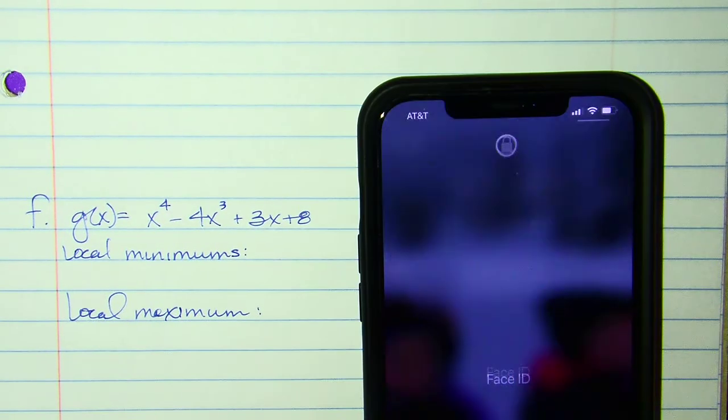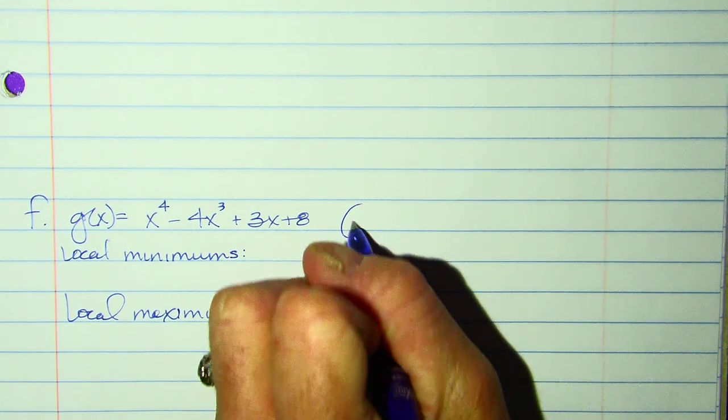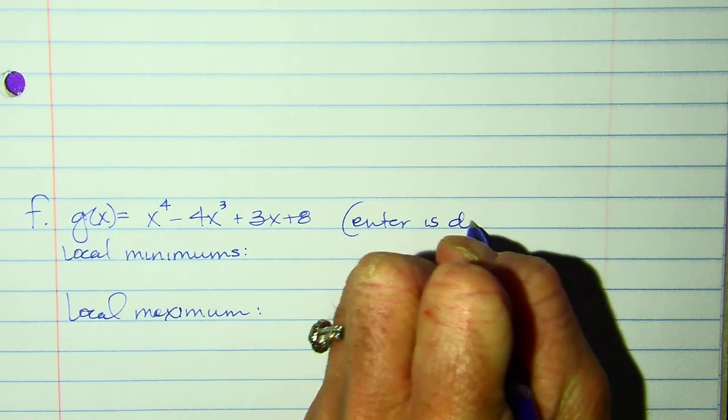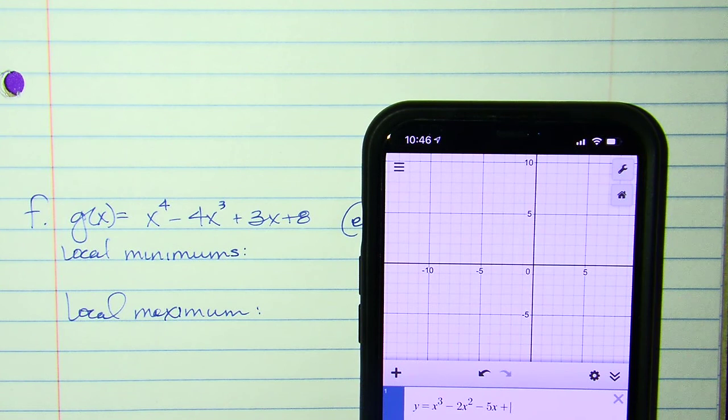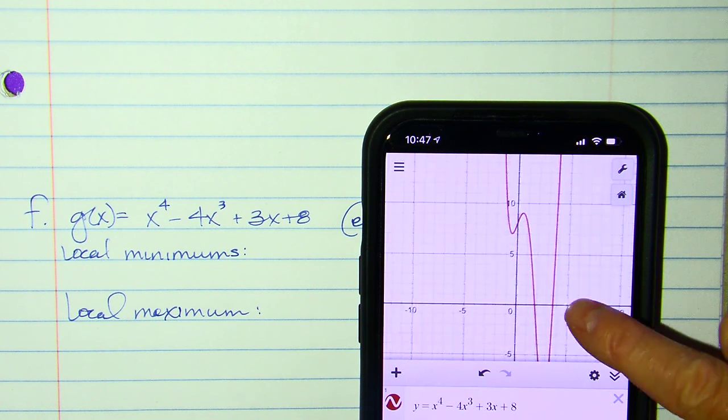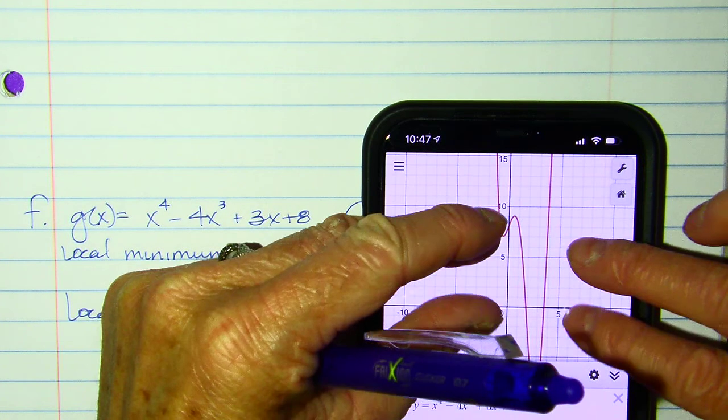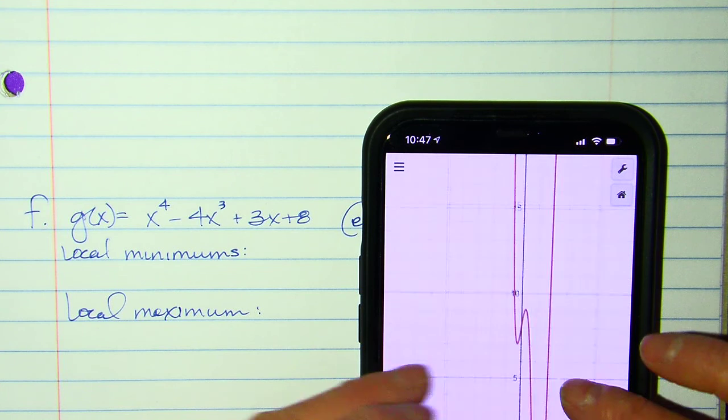So in order to find that, I'm simply going to enter it and click on our points. So if you're not watching the video, you should be watching these. So let me edit this. This is x to the fourth minus 4x cubed plus 3x plus 8. And so here's my graph, and let me see if I can. There we go.